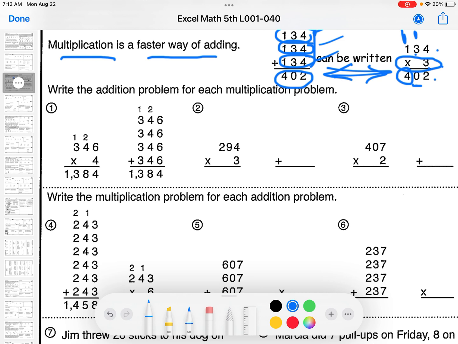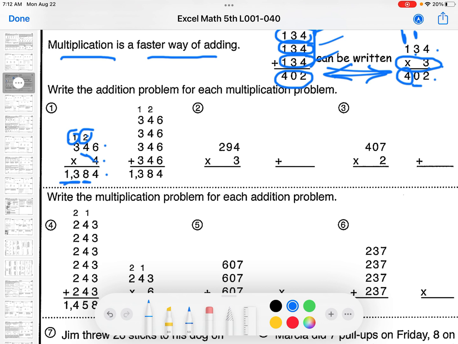Here's a multiplication problem, 346 times 4. And just in case you forgot how to do this, let's go over it. 6 times 4 is 24. Regroup with the 2. Then we multiply 4 times 4. Add the 2. 4 times 4 is 16, plus 2 is 18. Write the 8. Regroup with the 1. 3 times 4 is 12, plus 1 is 13.